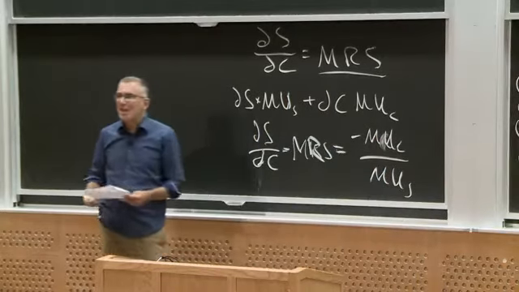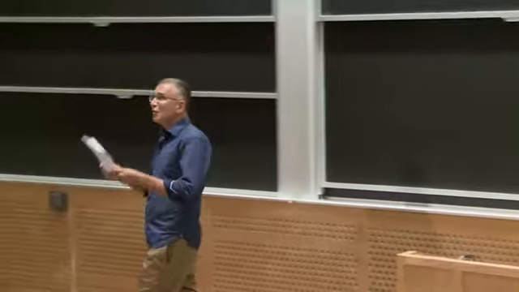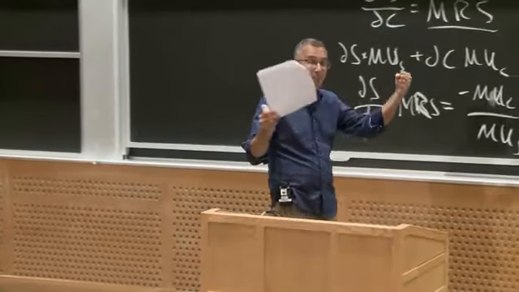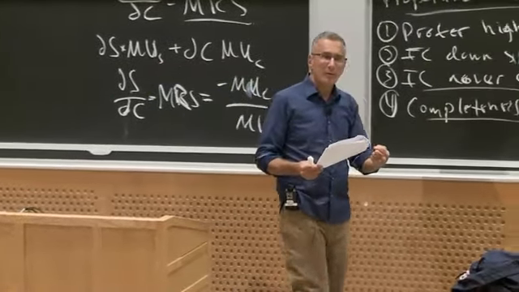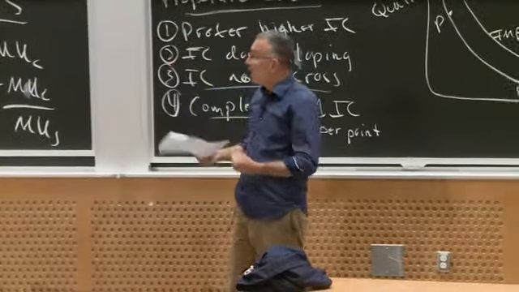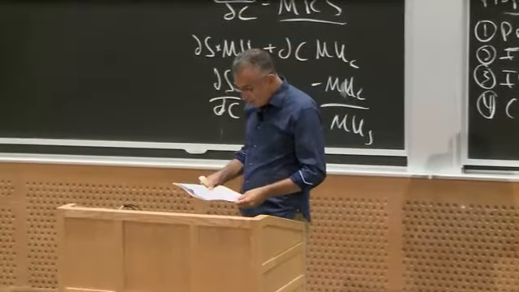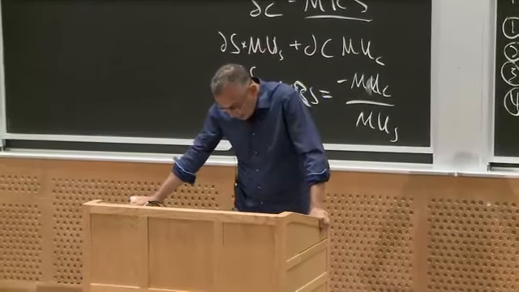The MRS is the ratio of marginal utilities. That is, the slope of the indifference curve is the ratio of the marginal utilities. And that's how we tie the math and the graph together. Basically, the slope of the indifference curve is the MRS, which is the negative of the ratio of marginal utilities.